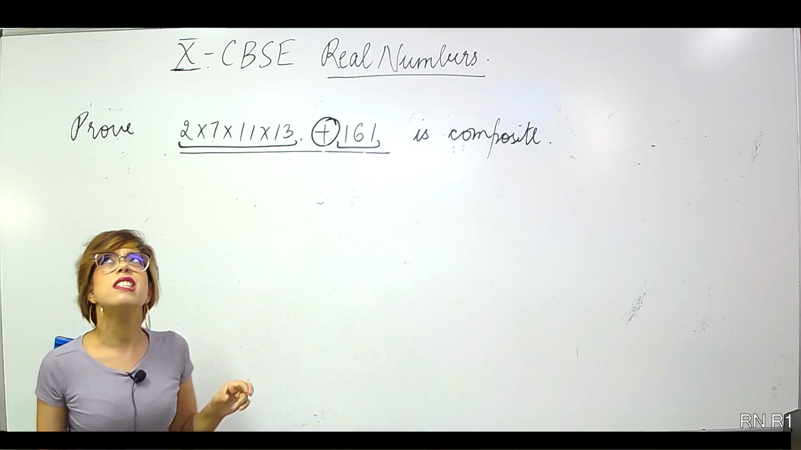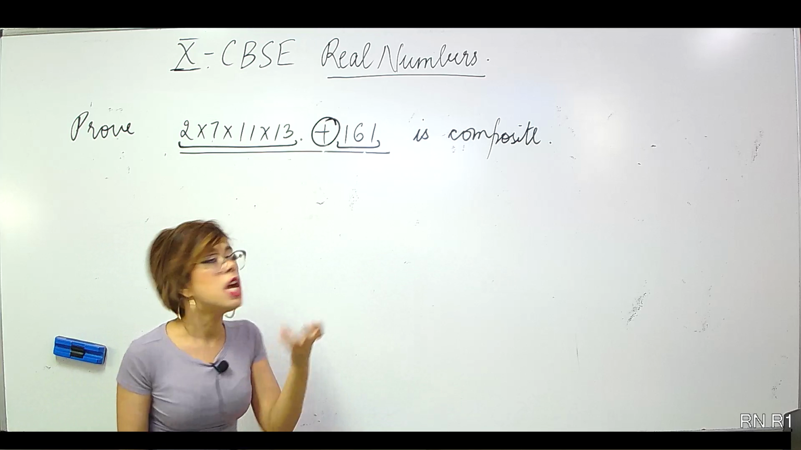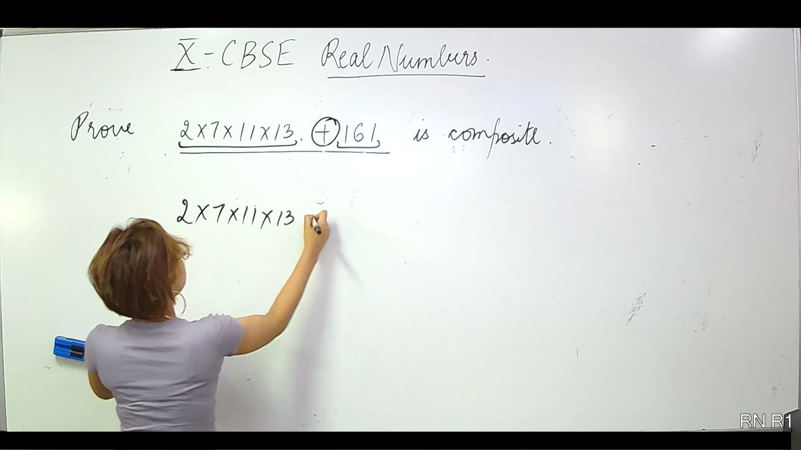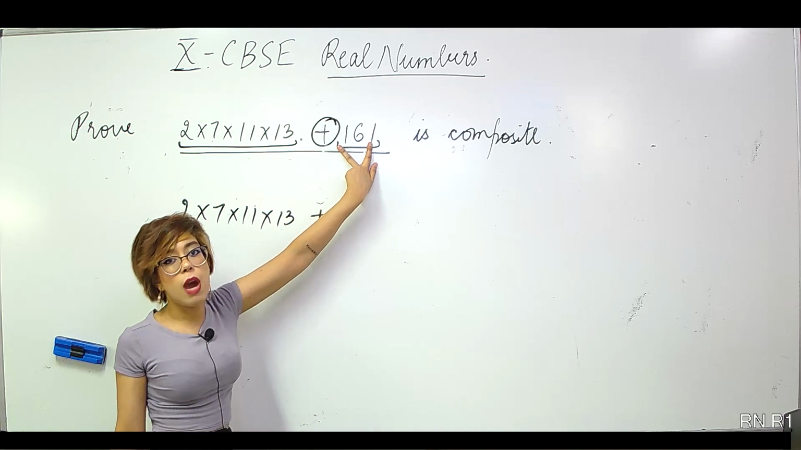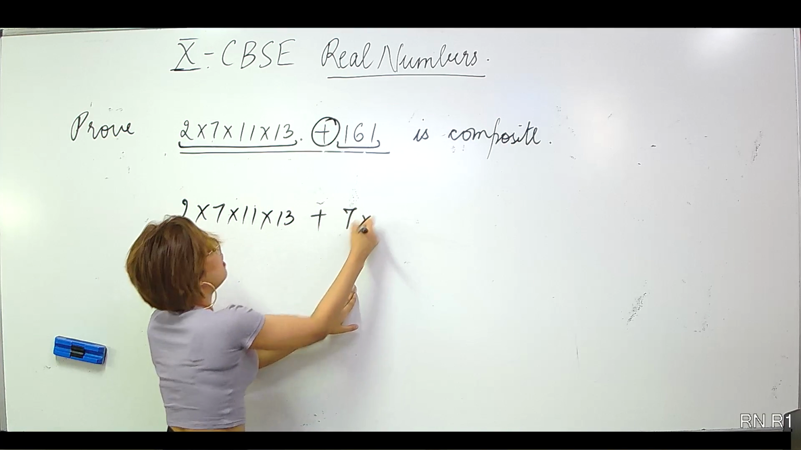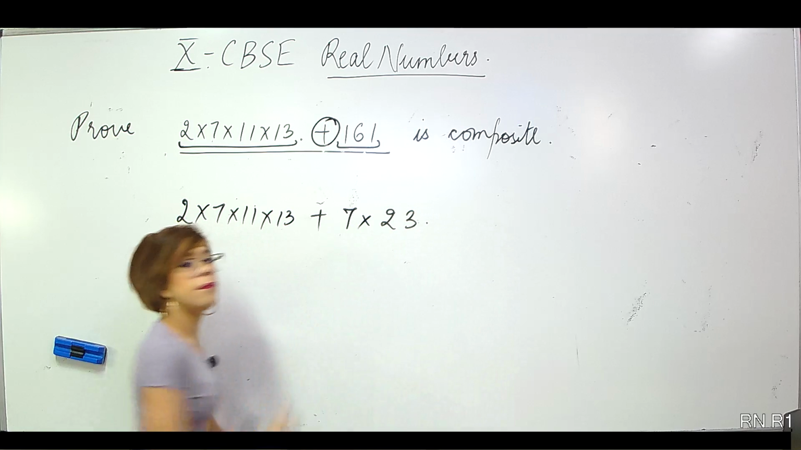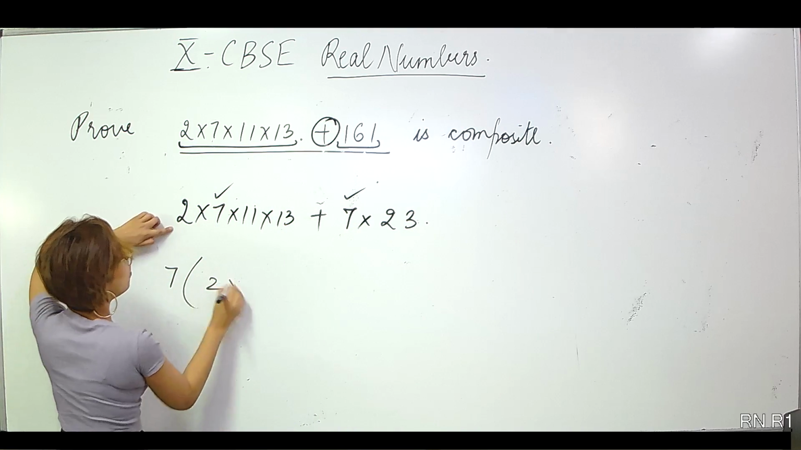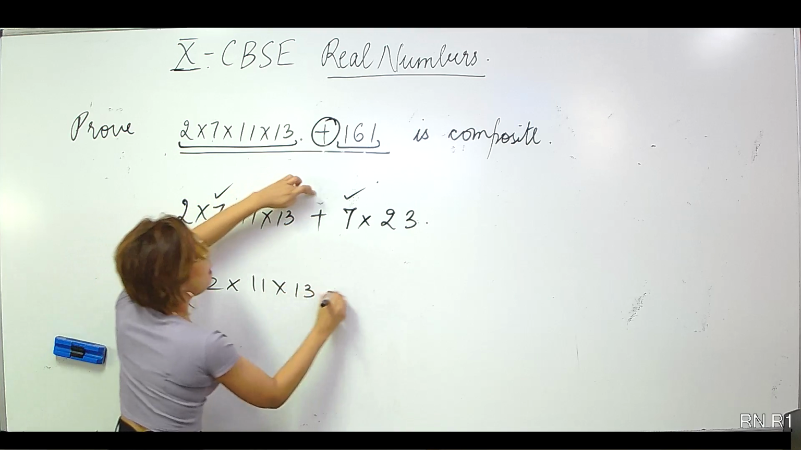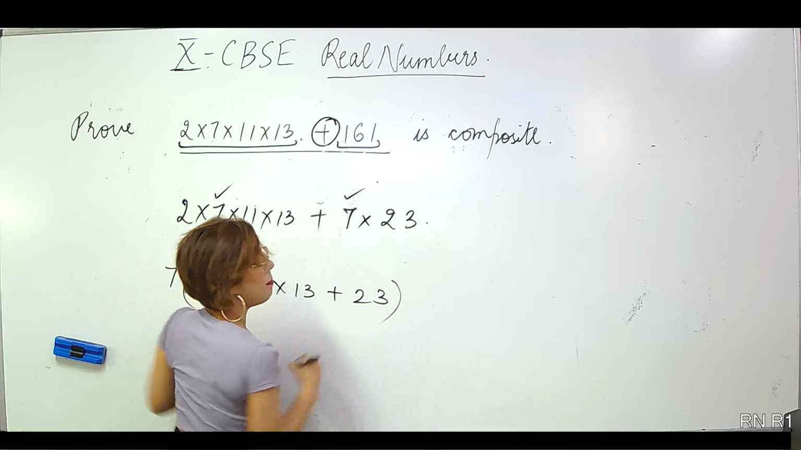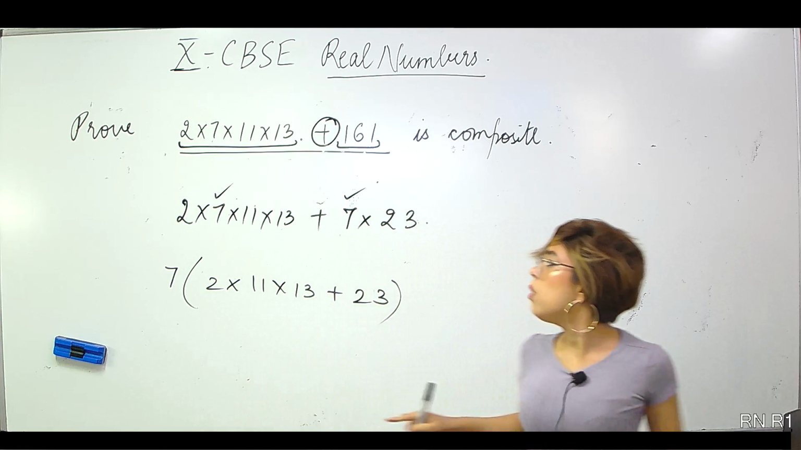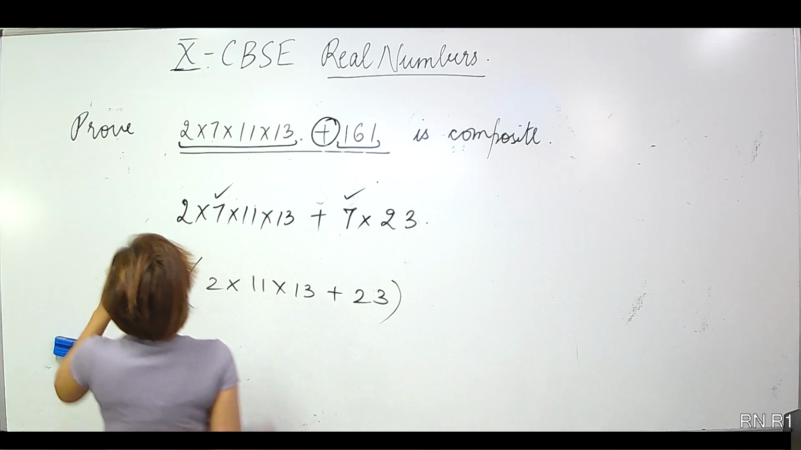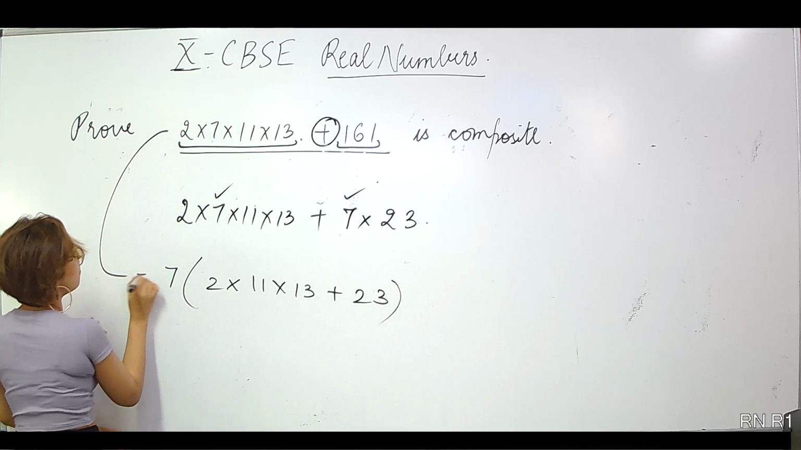161 has 7 present. Oh, it is divisible by 7. I can write it. So 2 into 7 into 11 into 13 as it is. Plus, since I want 7 to be out of here, so 7 into that is 23. Right? I can take 7 common out. So this is 7 into 2 into 11 into 13 plus 23. I hope you know how to take things common out, right? We are in class 10, we already know this. Right? So I have written this number in this way.